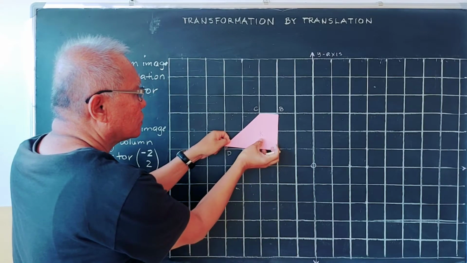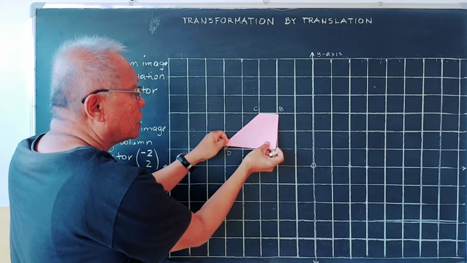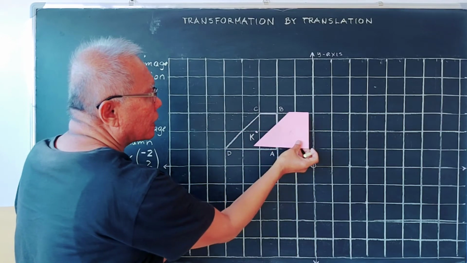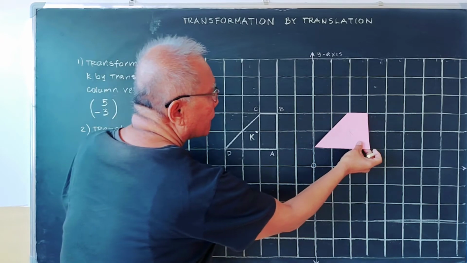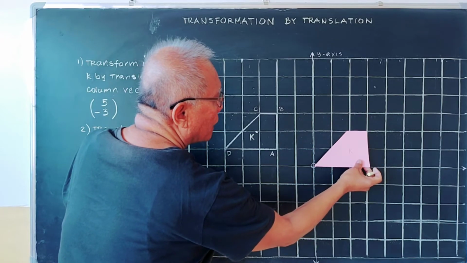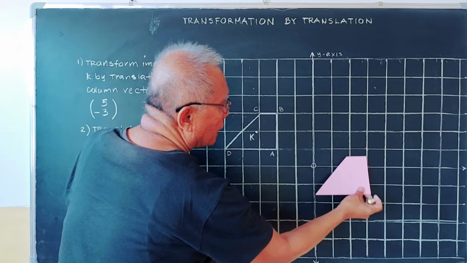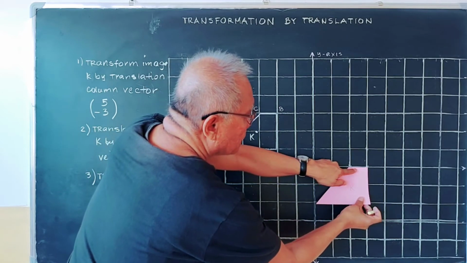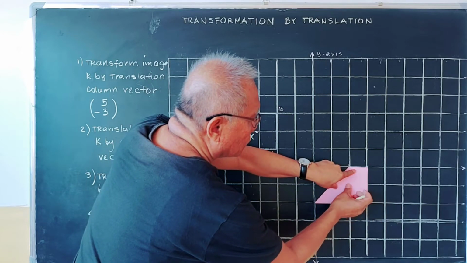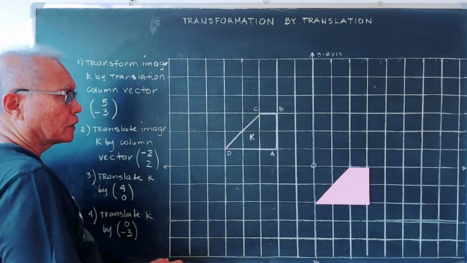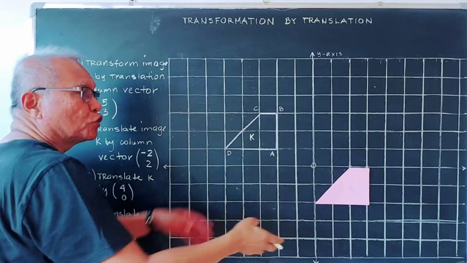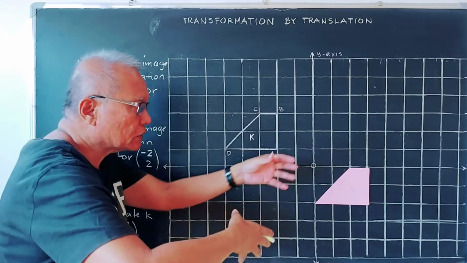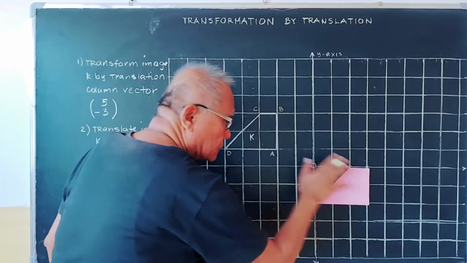And if we are going to move the whole figure, we count 1 and 2 and 3 and 4 and 5 and down 1 and 2 and 3. So you see, that's the checking now. Okay, we slide it like, we don't twist it, we don't turn it, we just slide it like that.